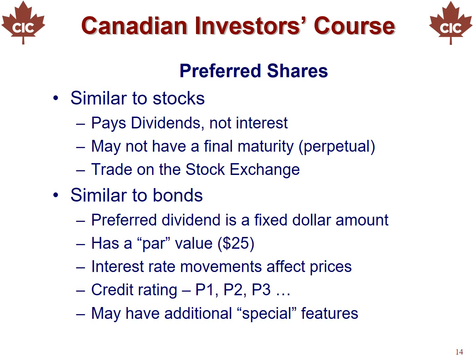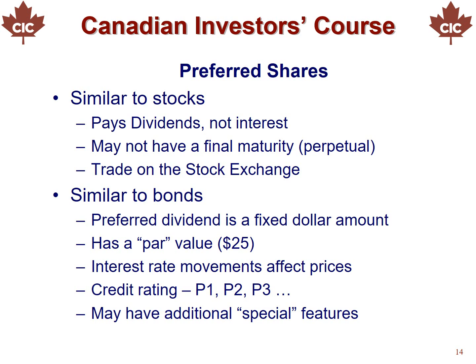Looking at preferred shares, they're sort of like a quasi-bond. They're similar to stocks in that they pay dividends, not interest. They probably don't have a final maturity. Many of them are perpetual, and they trade on the stock market. But they're also similar to bonds.